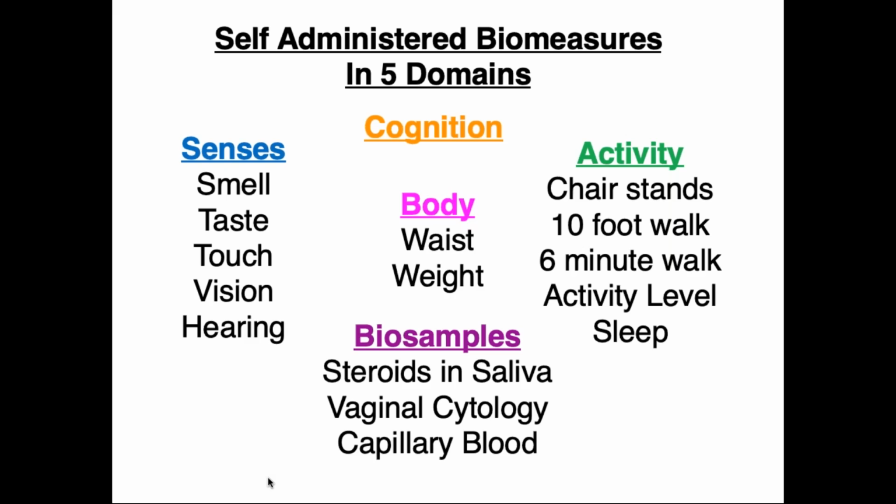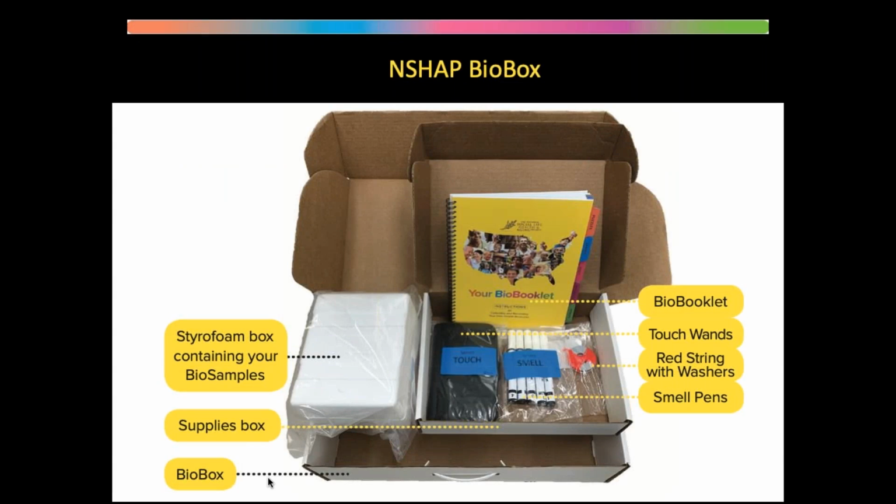The census measures, Jay just reviewed beautifully for you. We'll be collecting those. Anthropometrics or body measures, weight, waist, and possibly blood pressure we're working on. The measures of activity, frailty, for example, and then sleep, very important. And then the 5th domain is biosamples, which is collecting saliva, vaginal cytology, and capillary blood. And there are 17 biomeasures coming just from the biosamples. So there are 26 altogether that we're going for.